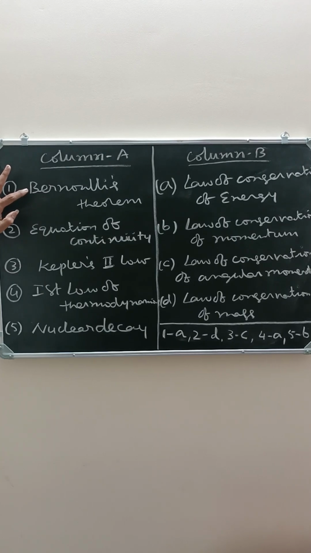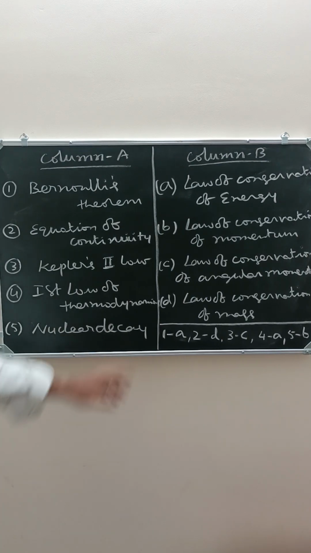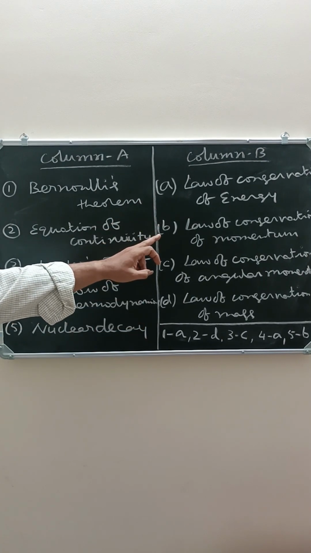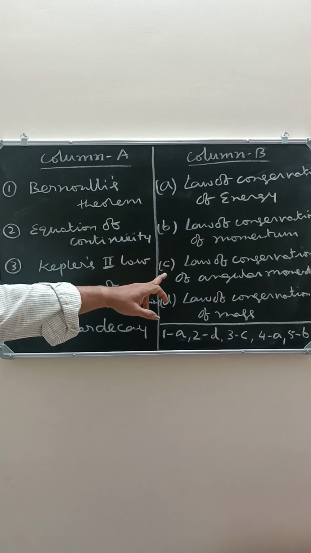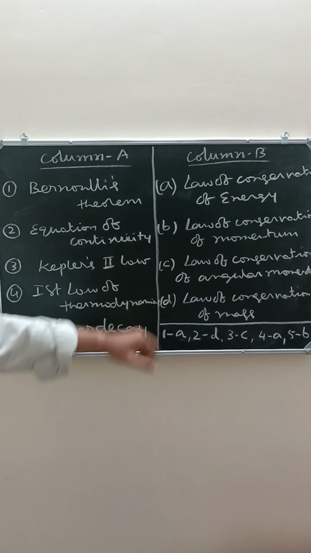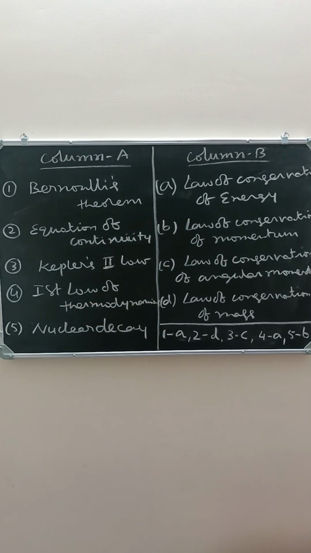First, Bernoulli's theorem; second, equation of continuity; third, Kepler's second law; fourth, first law of thermodynamics; fifth, nuclear decay. These are column A. Column B: conservation of energy, conservation of momentum, conservation of angular momentum, conservation of mass. That is column B. So here we have to match column A with column B.